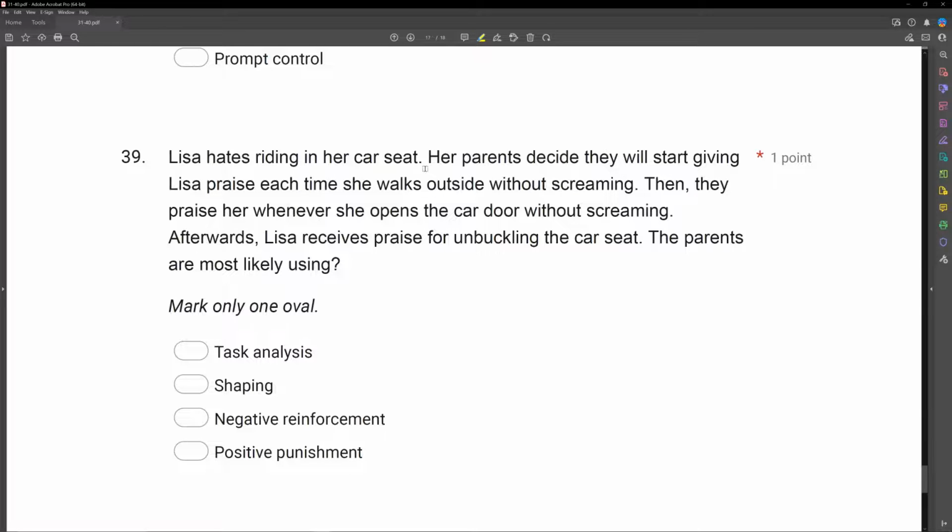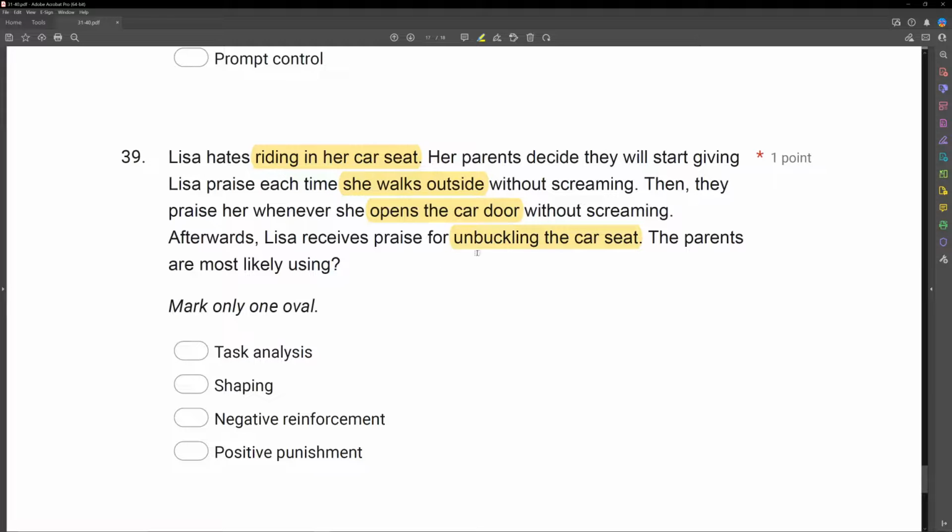Well, looking at approximations. They want her to ride in the car seat. So step 1, right? Walk outside. Step 2, open car door. Step 3, unbuckle the car seat. And they're not really steps, they're more approximations, right? We're slowly working our way up into that car seat, okay? So the parents are most likely using what? A task analysis? Well, they haven't broken down the car seat into a task analysis. They're not conducting a task analysis, right? What they're doing is reinforcing approximations of this single response.